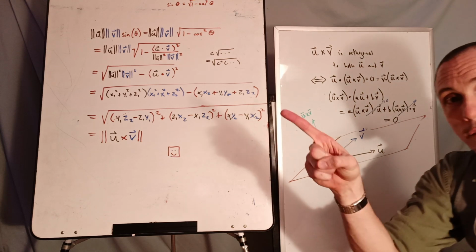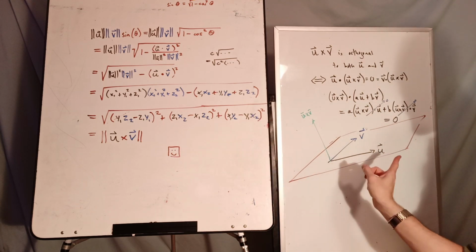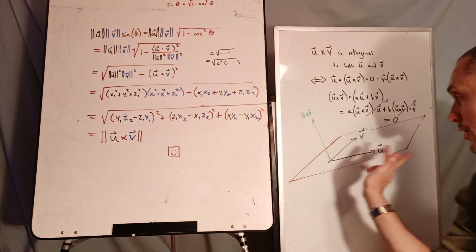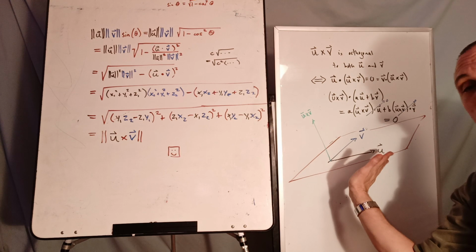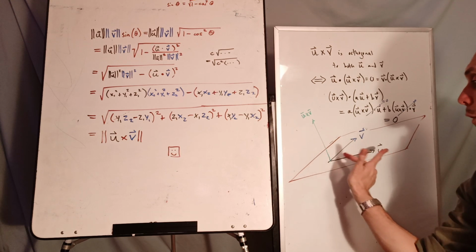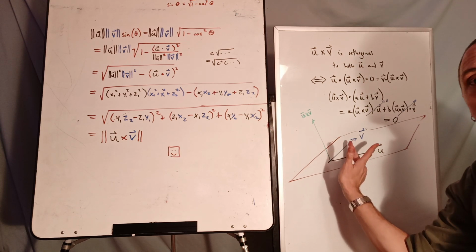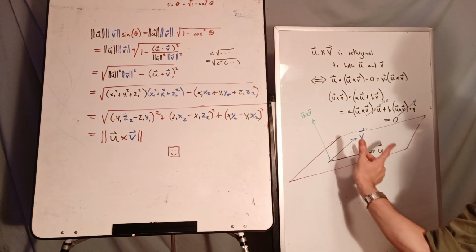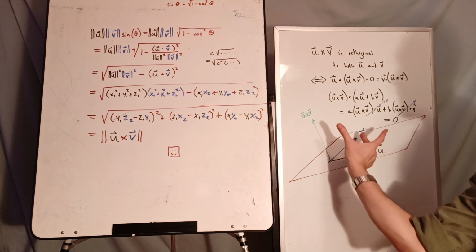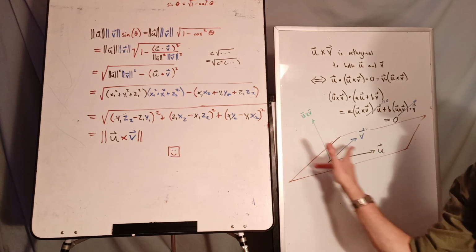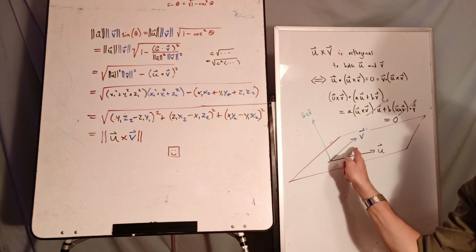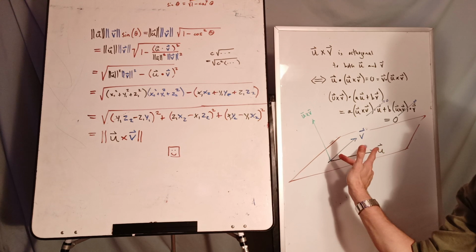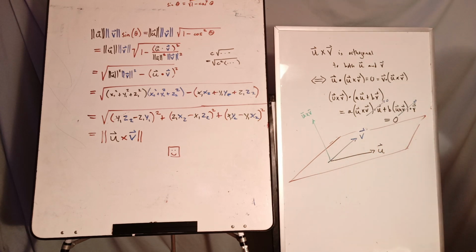If your index finger points in U's direction, and then V points in your middle finger's direction, or you curl your fingers towards V, then the thumb points in the direction of the cross product. So in this case, U this way, V that way into the page, so to speak, would give me U cross V going up in the thumb's direction.